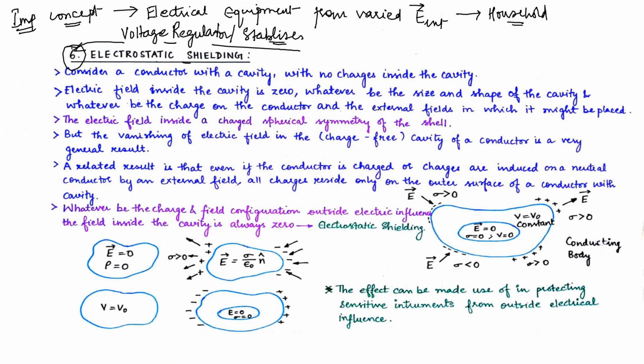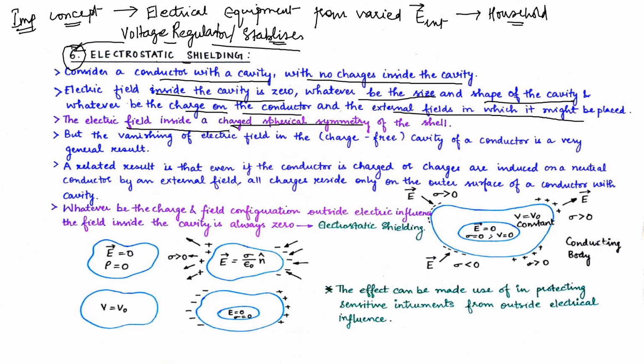To understand this, we will consider a conductor with a cavity with no charges inside the cavity. Electric field inside the cavity is zero, whatever be the size and shape of the cavity, and whatever be the charge on the conductor, and the external fields in which it might be placed. The electric field inside the charged spherical shell is zero by symmetry. But the vanishing of the electric field in the charge-free cavity of a conductor is a very general result.